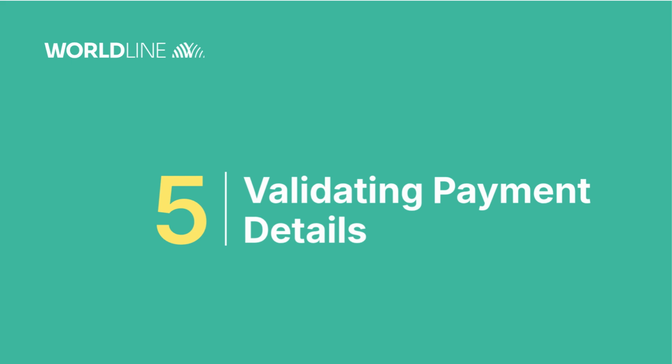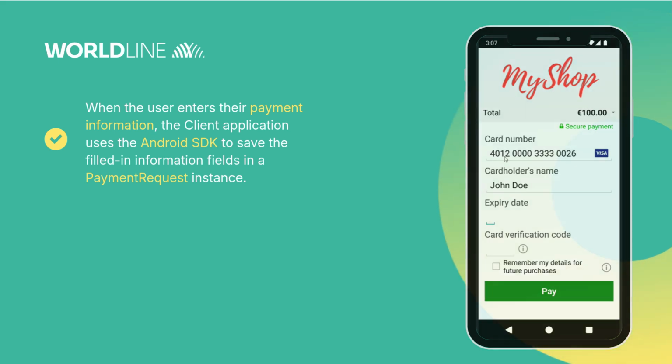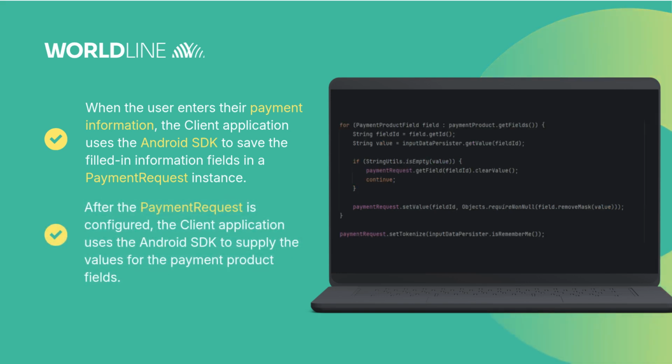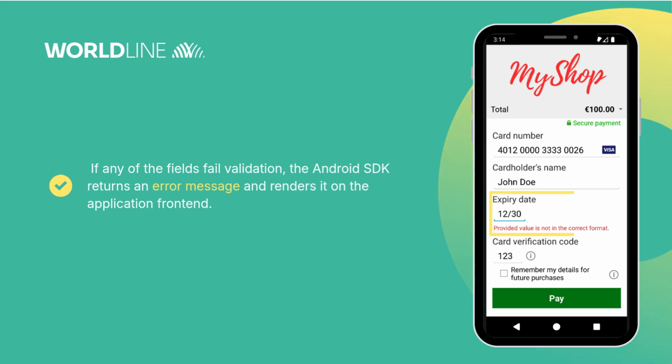Validating payment details. When the user enters their payment information, the client application uses the Android SDK to save the filled-in information fields in a payment request instance. After the payment request is configured, the client application uses the Android SDK to supply the values for the payment product fields. The client application uses the Android SDK to perform validation on the payment request. Doing that validates both the field values and the entire payment request. If any of the fields fail validation, the Android SDK returns an error message and renders it on the application frontend.